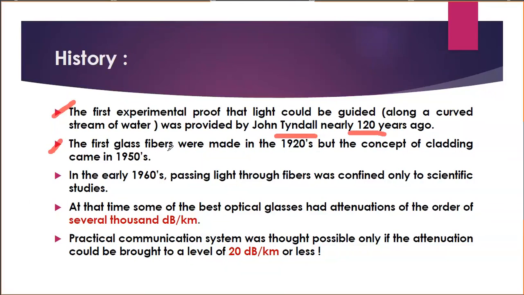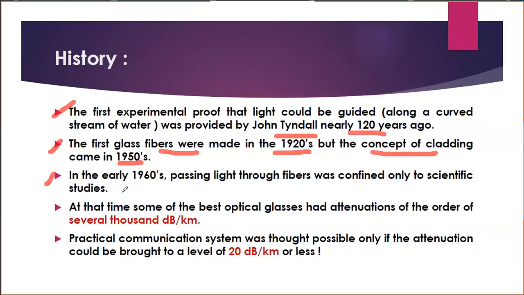The first glass fibers were made in the 1920s. Remember this particular history, because only then will you understand the importance of a particular thing. We'll discuss all such things in more detail. So the first glass fibers were made in the 1920s, but the concept of cladding came in 1950. What is cladding, etc., we'll discuss again in more detail. But simply see that the first glass fiber was made in 1920, and after 30 years they came out with another concept, cladding. You see, 1920 and 1950.